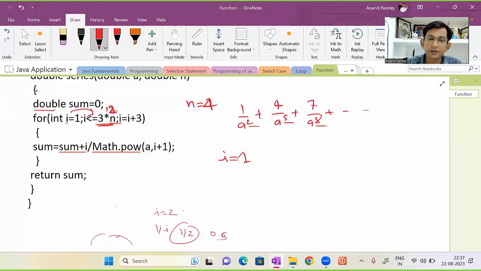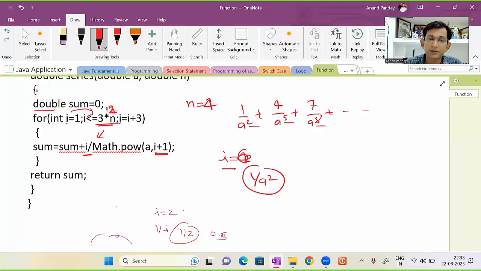i equal to 1, condition true, control will go inside the loop. So what will be added? i upon, what is the value of i? 1. 1 upon Math.pow(a, i+1). What is the value of i? It is 1. 1 plus 1 is 2, means 1 upon a square will be added. Math.pow(a, i+1) means a to the power 2. The value of i is 1, so 1 plus 1 will be 2. So 1 upon a square will be added. The first term will be added.